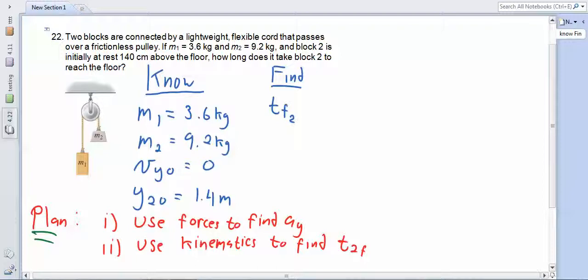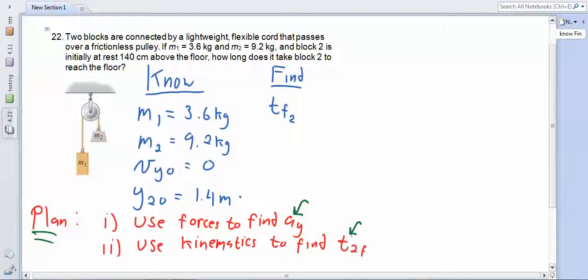So we've given some information about the situation. We have the mass of both of the blocks. We're told that they start from rest, and that the second block is originally 140 centimeters above the floor. So I converted that into meters, so we can use it later on, 1.4 meters. And we're asked to find out the time that it takes for that block number 2 to reach the floor. So really this is a two-step problem, because we have to deal with the forces part of the problem first in order to find the acceleration of the system. And then once we find the acceleration, we can use kinematic equations in order to find the time.